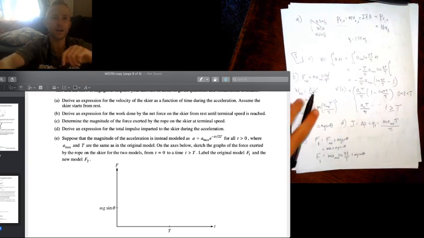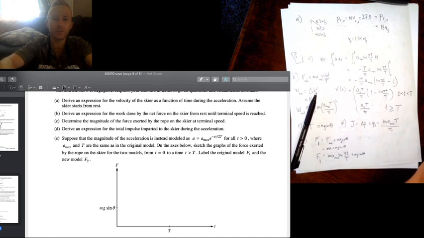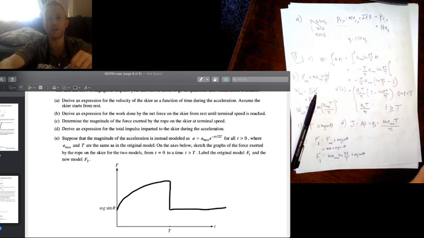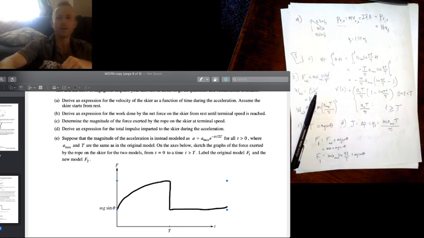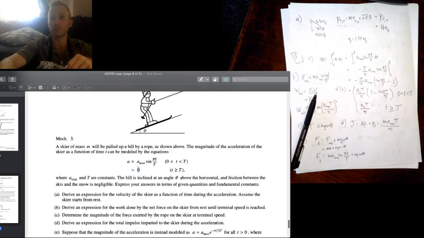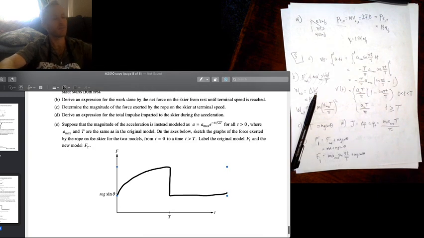If I graph that function, we can see that at time equals 0, it's equal to mg sine theta. And then it grows sinusoidally like this. And then after time big T, it immediately drops to 0, like that. So this is going to be F1, because we have an abrupt change in the acceleration.